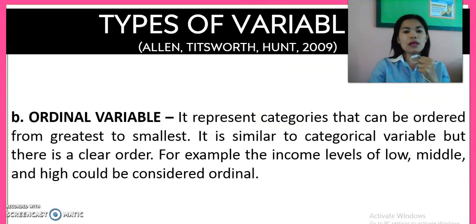Next is ordinal. From the word order, ordinal, the categories can be ordered from greatest to smallest. That means there is a quantitative value. For example, the income levels of low, middle, and high can be considered ordinal. If your research subject's income is considered, you have to think of the quantity, the number, so you will know that these subjects belong to low level income, and the others to high or middle income.